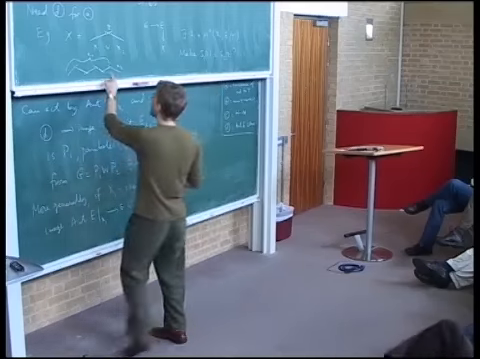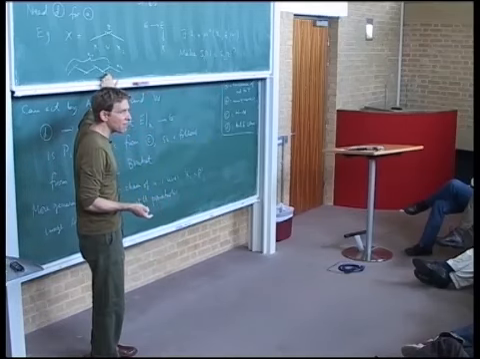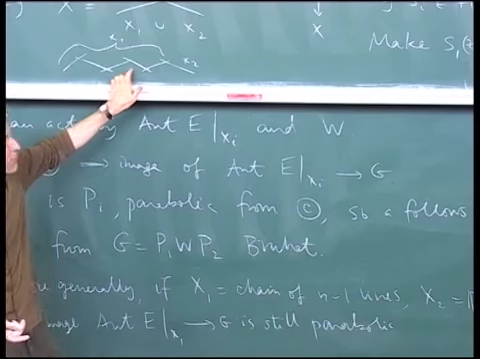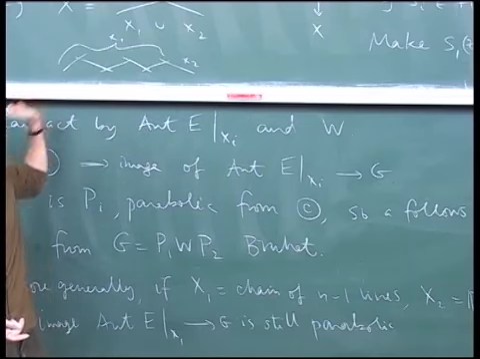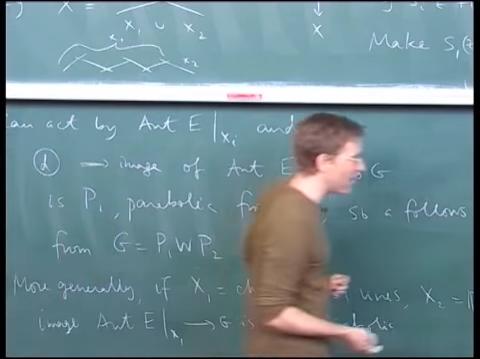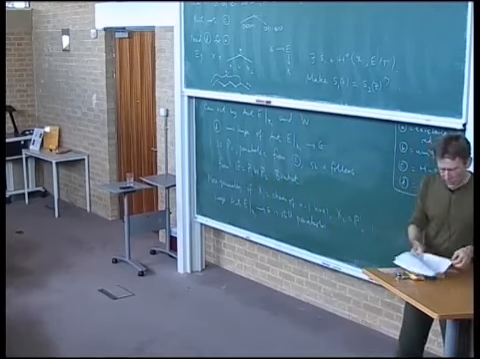I have a cocharacter lambda here. It either has to be positive on the root space, or if it's equal to 0, this one has to be positive. Or if that's 0, then this one has to be positive, and so on. That's what the parabolic in question turns out to be.